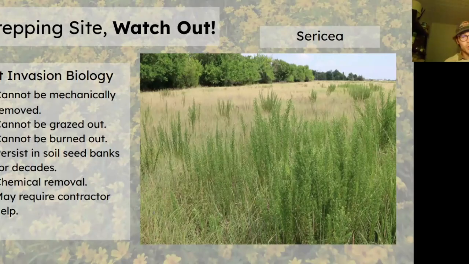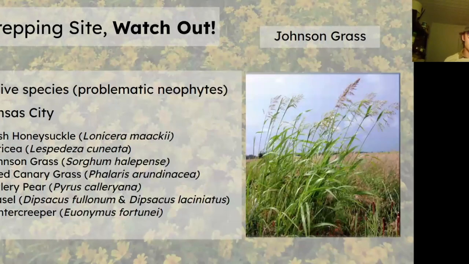Because otherwise, if you try to sow and go about your business and try to sow native plants, they will ultimately kick everything out and just have an entire monocrop of this one plant. And so these are a non-exhaustive list, but the top ones that I encounter and have to fight at my job are these species. Bush honeysuckle, sericea, and Johnson grass being the most common ones.